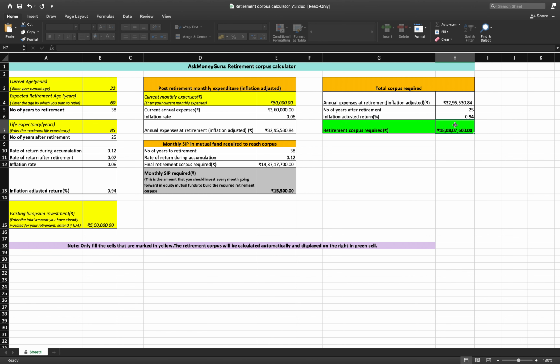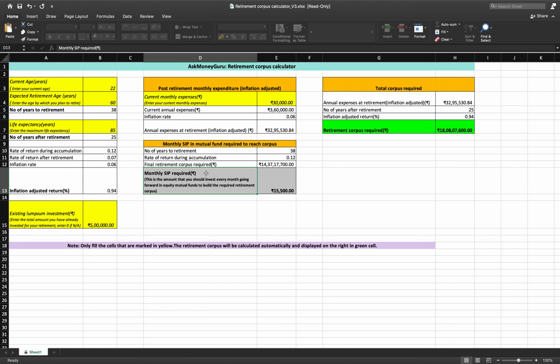So now if you have to accumulate this retirement corpus, obviously you will have to invest somewhere so that you could accumulate this money during that time, and that is what you can understand from this table, which is monthly SIP in mutual funds required to reach corpus. So I think mutual funds are very good investment vehicles to reach long-term goals, especially equity mutual funds. So definitely I would strongly suggest you to try it out and invest in it, especially if you are young and saving for your retirement.